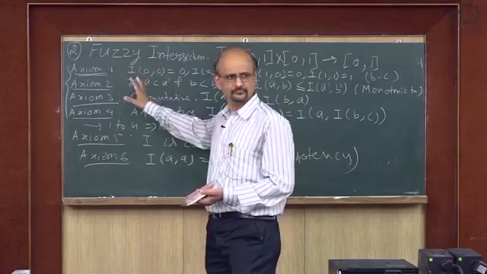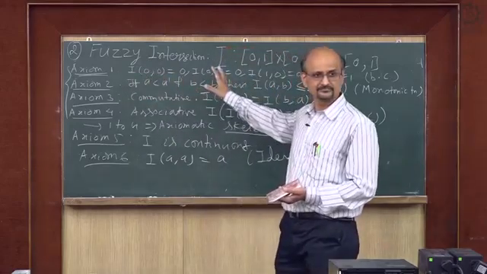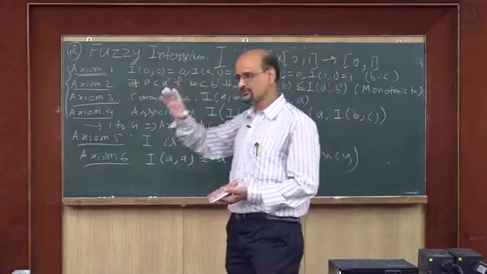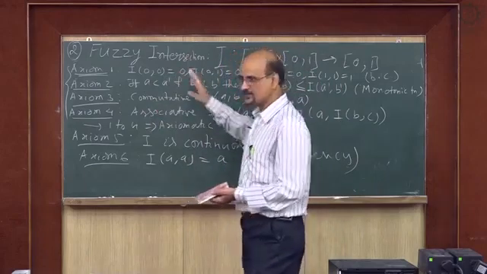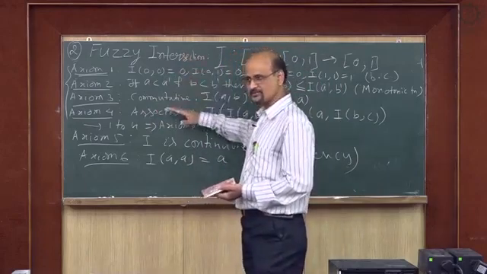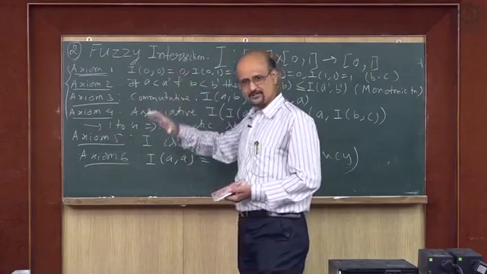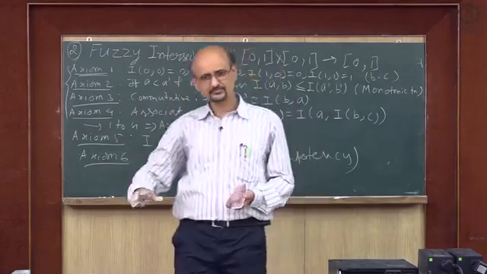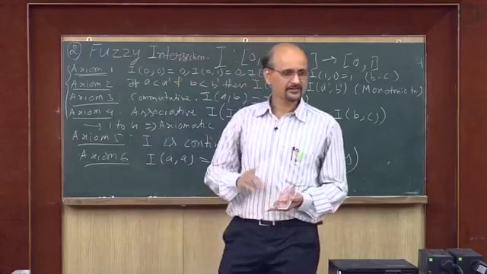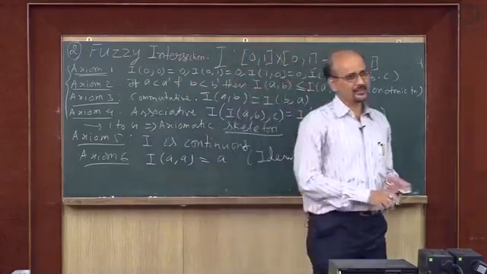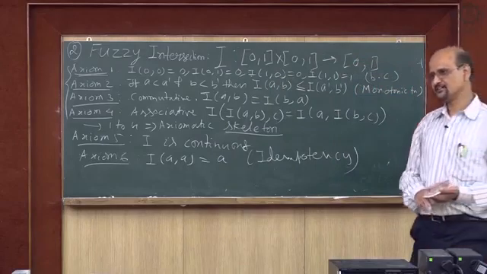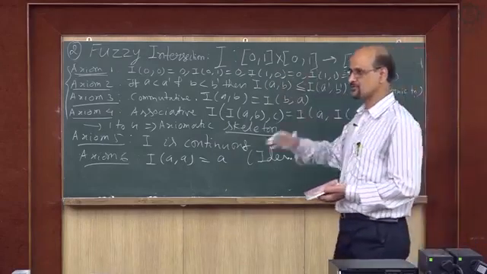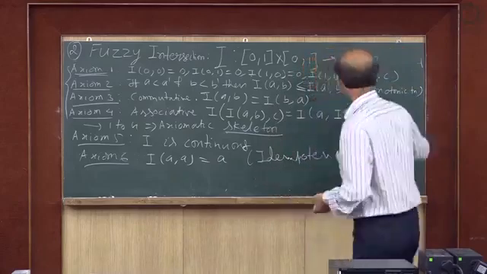Should I write? Okay. So, you try, otherwise next class I will write. We have similarly the other intersection operations, those are algebraic product, then bounded product, drastic product and Hamacher's product. In place of sum, those are product.